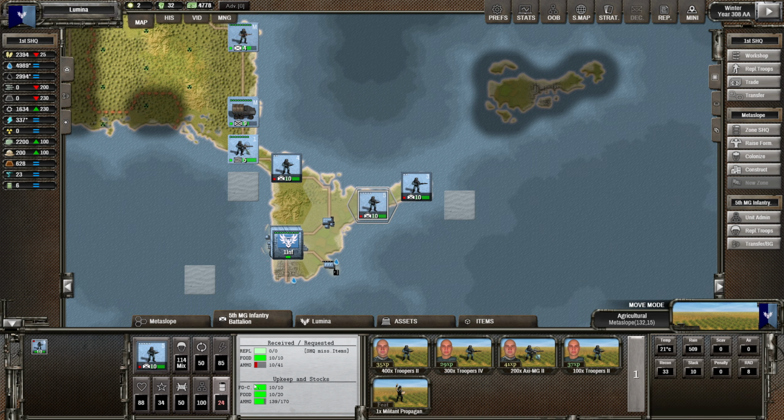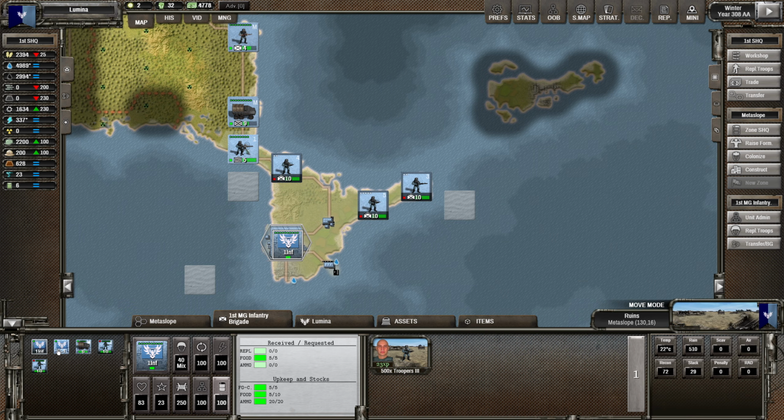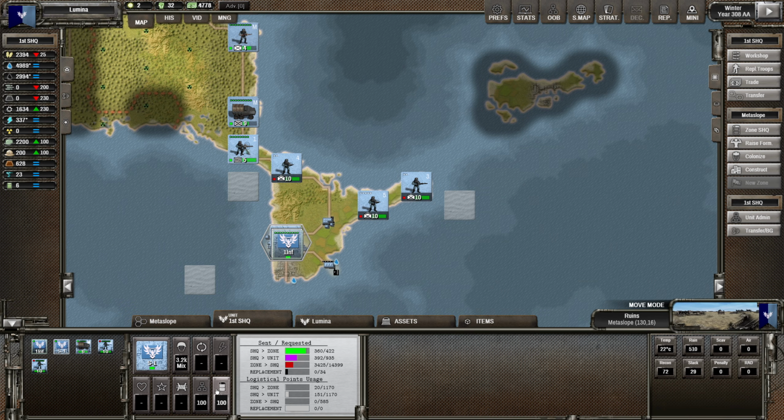Okay, and then it tells you the upkeep and stocks. There's another hidden thing here, by the way. If you look at this tab here on the SHQ, this tells you overall logistical requests between the SHQ and the zone. Okay, this is complex stuff, so I wouldn't worry about this for the time being.